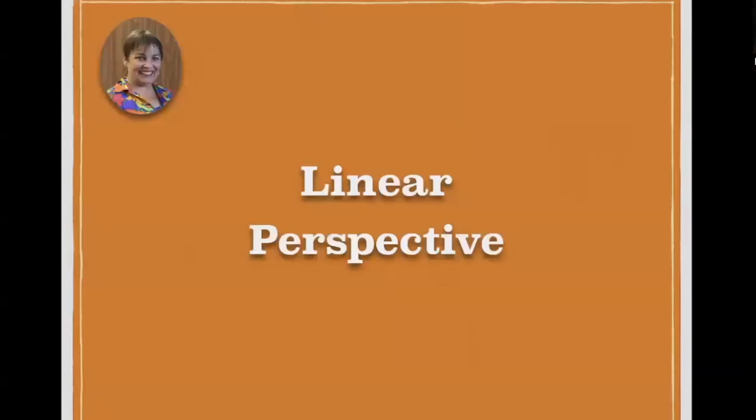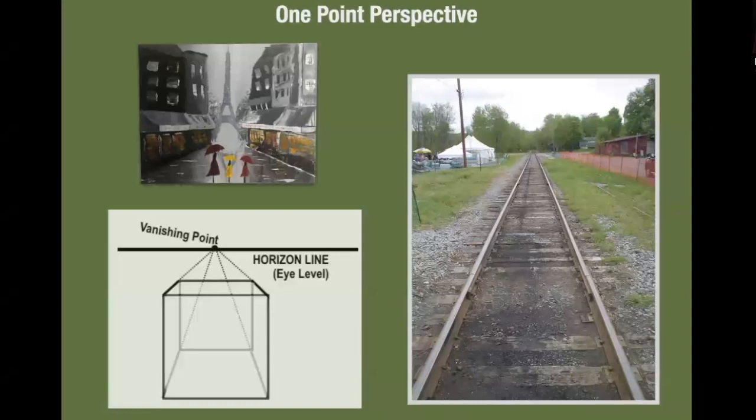So the first thing will be linear perspective. This image of Paris is in 1-point perspective, which means that the parallel lines appear to recede to a vanishing point on the horizon. The horizon is also your eye level. The typical example we see of that is the train tracks. We know that they don't get skinnier as they get further away, so this is an optical illusion.